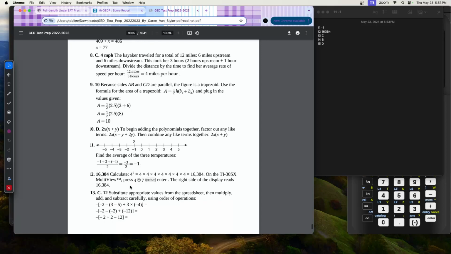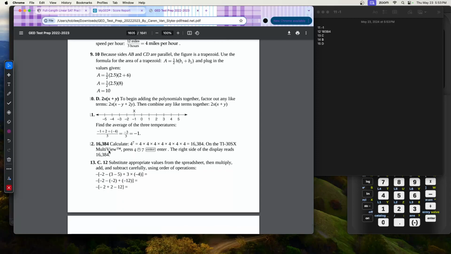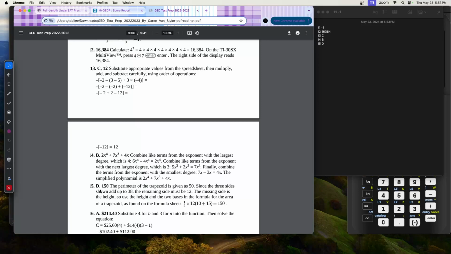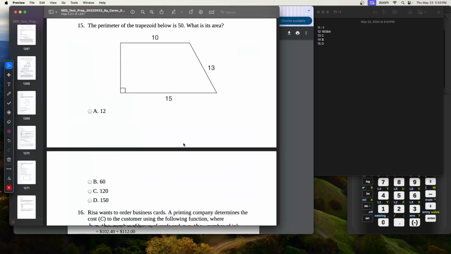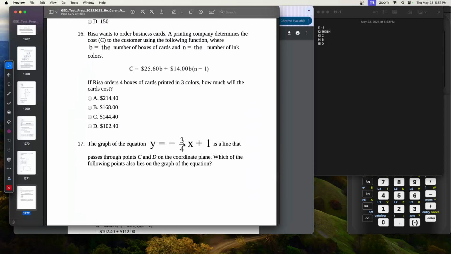Yeah, 11 is -1. 12 is 16, 3, 8, 4. 13 is C. 14 is B. 15 is D. Very, very nice. Love to see it. 16 looks interesting.